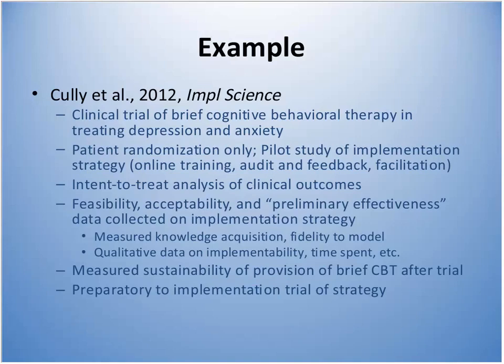They also had a qualitative component on implementability. They tried to measure the time spent, you know, delivering the implementation strategy, and they also measured sustainability of the brief CBT after the trial. And all of this was openly framed as preparatory to a future implementation trial of this strategy that they were pilot testing. So in their frame, sort of, the next step was a much higher focus on the implementation strategy and trying to test that in a controlled way, whether that was a hybrid type 3 or not.